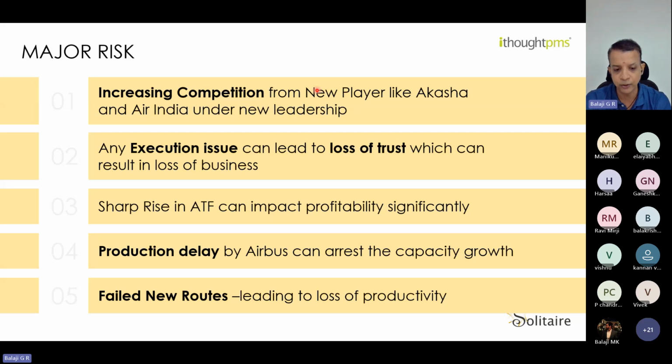And finally, failed routes. Typically, as one of the expansion strategies, you end up getting into a new route, and if you don't get adequate load factor, that can lead to a lot of loss.